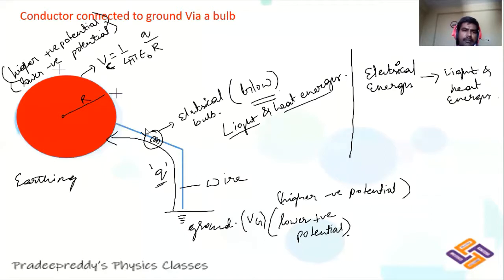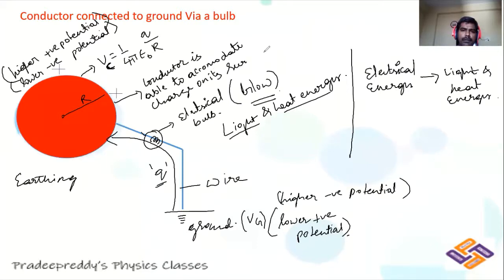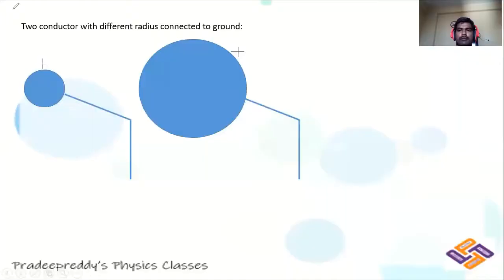It is that this is a conductor. A conductor is able to accommodate charge on its surface. So it is able to accommodate some extra charge which is being provided by the ground. That is one more conclusion you can draw from this activity. Students, let us learn one more activity based upon transfer of charge.